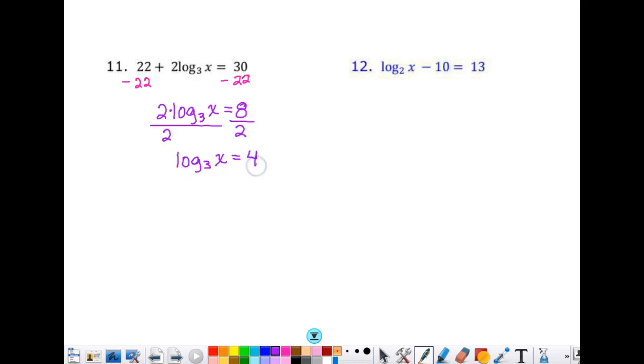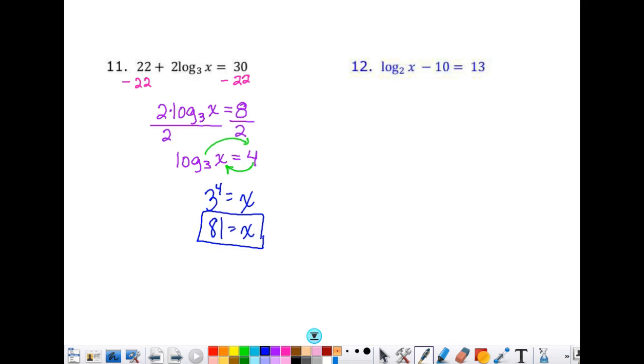We've used that word before this year. Kind of isolate all that log stuff. Now we can do the circle thing and hopefully figure out what x is. So we can do 3 to the 4th power equals x. So we don't have to do much of anything. What is 3 to the 4th power? We've already had that this morning. 81. So x is 81.